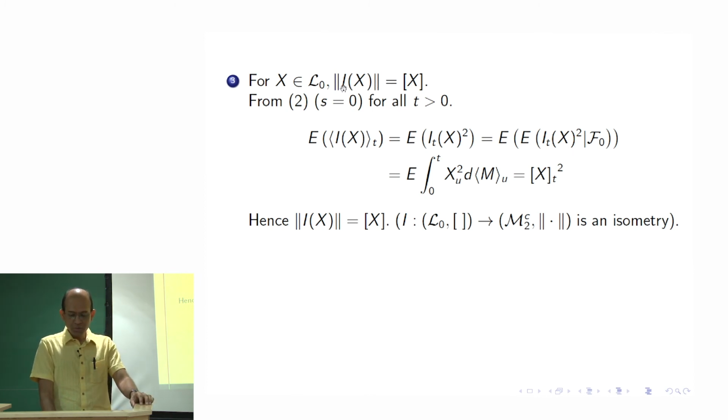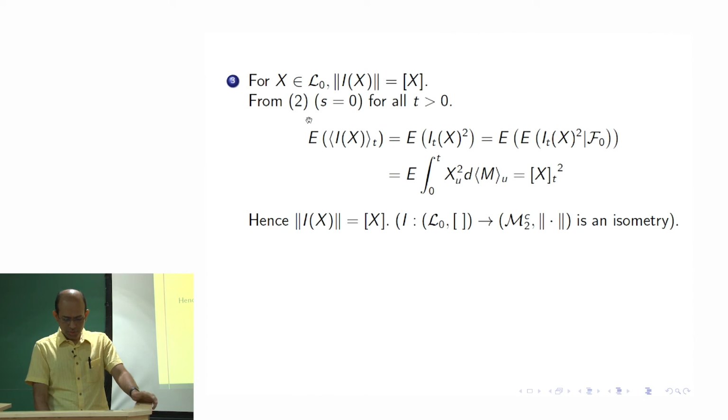Now, if we prove that these two norms are the same, then what can we achieve? We can say that these two are isometric, so that I is an isometry.